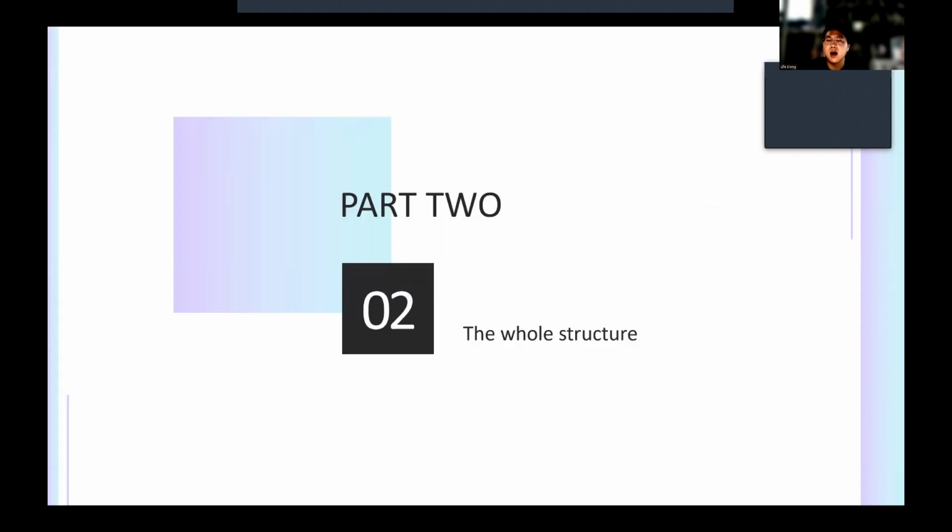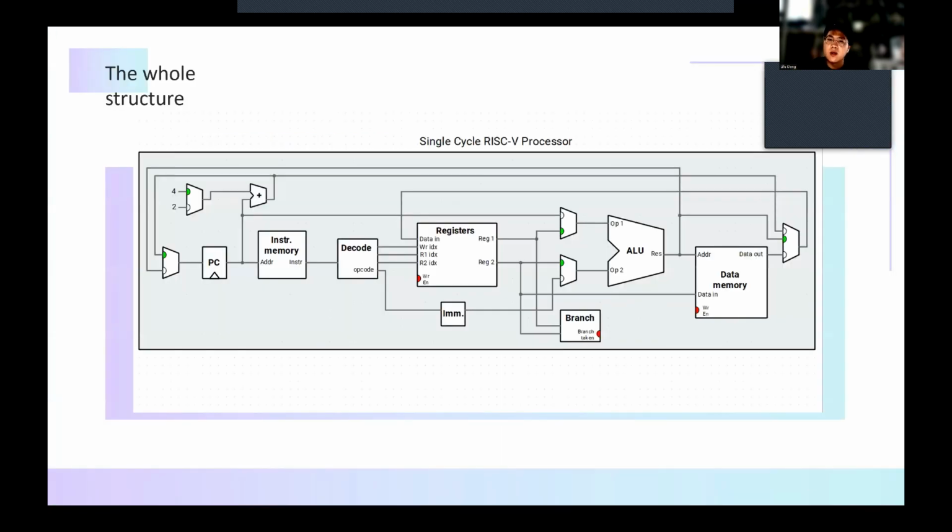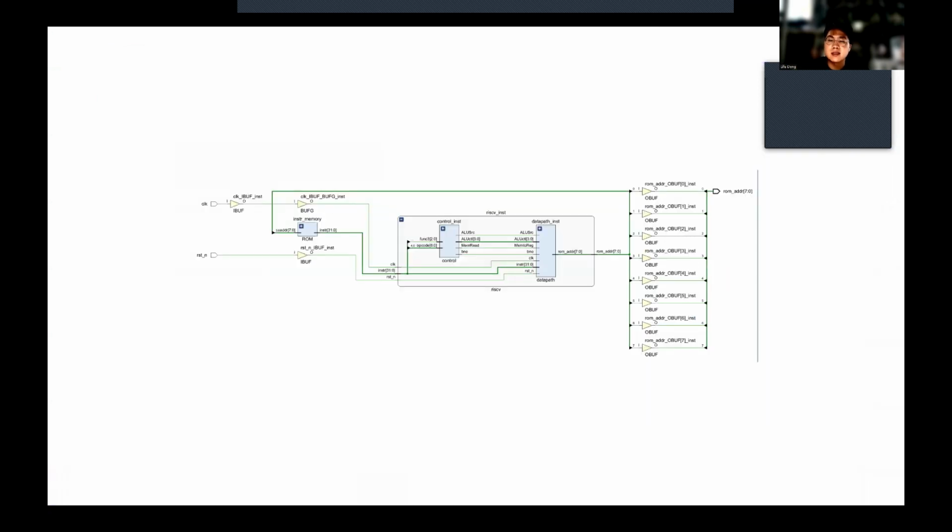Then I would like to explain the whole structure of this CPU. We can see from the picture that this is the basic structure of a single cycle RISC-V processor. And this is a picture of the RTL graph of a RISC-V CPU, which was generated by Vivado.